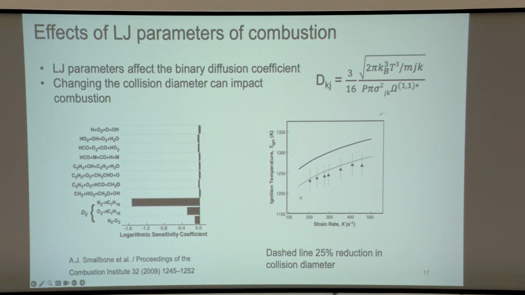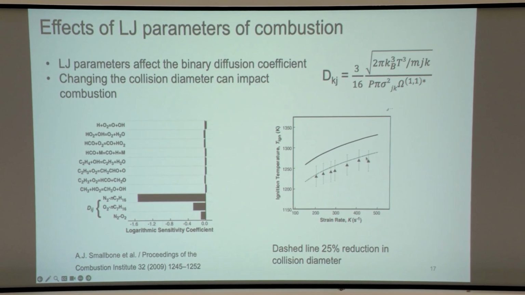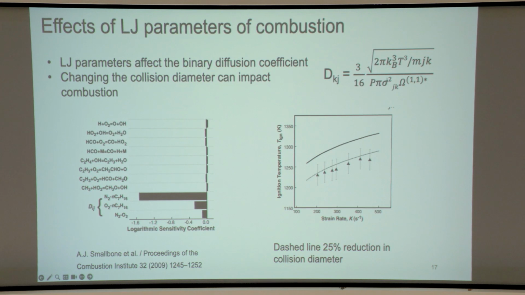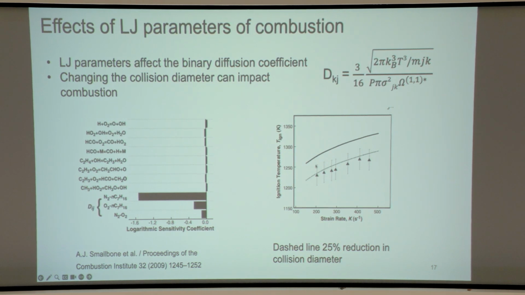So here at different strain rates, different velocities of those two streams, what is the ignition temperature? And this is showing if you just change the collision diameter by 25%, your predictions can change by almost 100 Kelvin. And why does collision diameter matter? Because it's in the denominator squared for the binary diffusion coefficient, so it has a big impact on the eventual ignition process, which is driven by diffusion of fuel and oxygen.